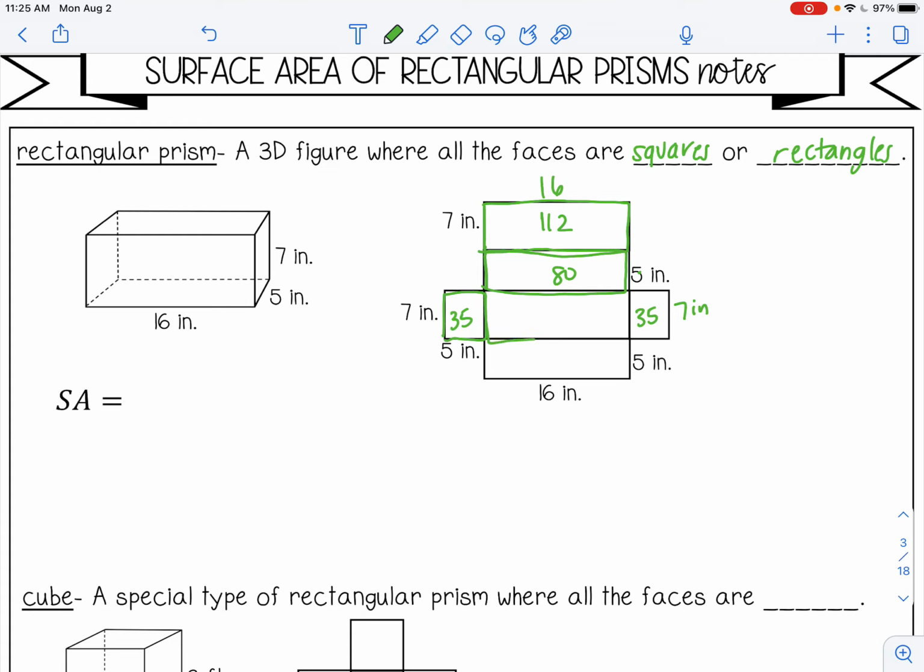This one again would be 7. I know that because this is 7 here. 7 times 16 is 112. And then the last one is 5 by 16, so 80 again.